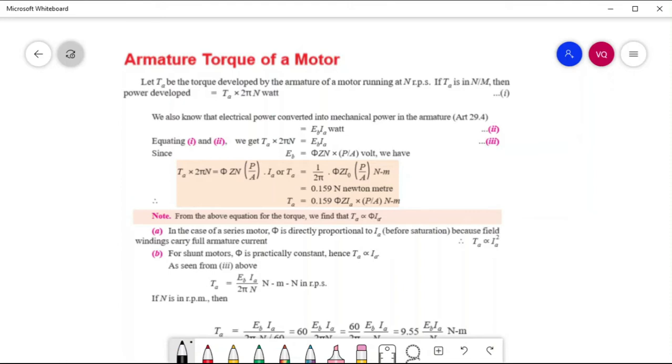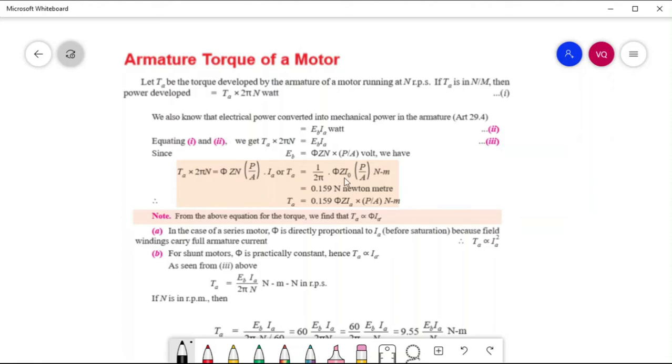Armature torque of a motor. Let TA be the armature torque developed by the armature of a motor running in RPS. If TA is in Newton meter, then power developed is equal to TA times 2 pi n in watts. We also know that the electrical power converted into mechanical power in the armature is equal to EBIA in watts. So, equating equation 1 and 2, we will get TA multiplied by 2 pi n is equal to EBIA.